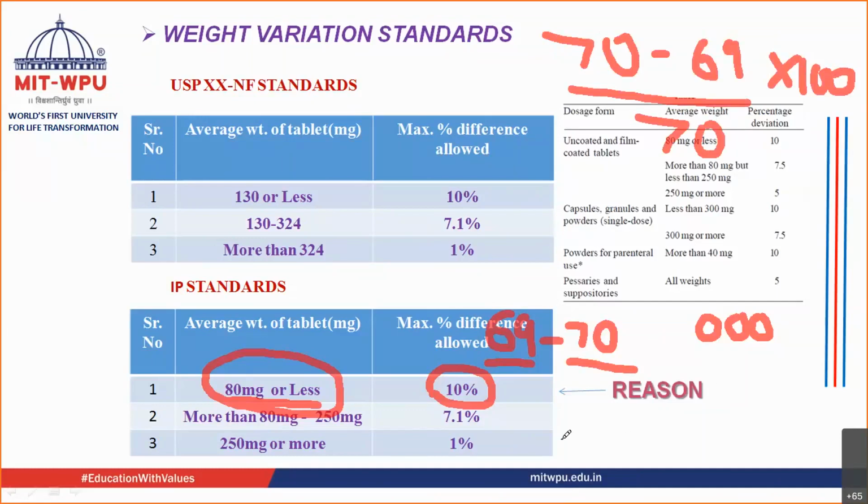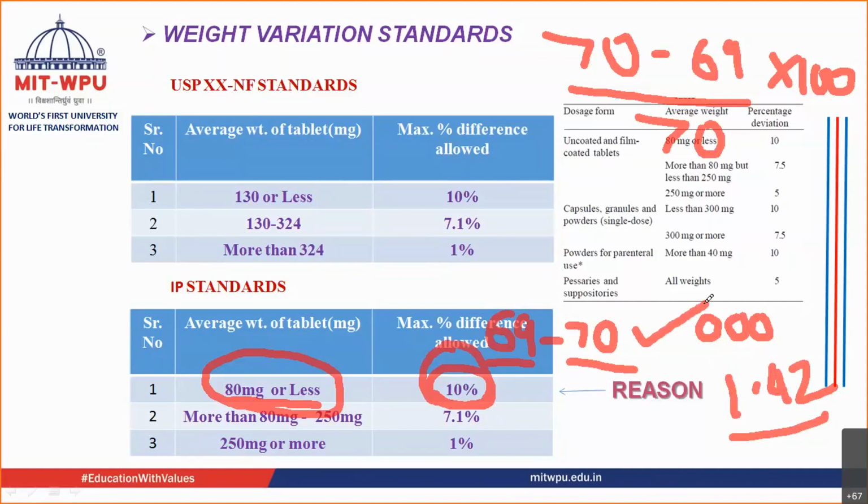That is 1 divided by 70. Just doing this way, 1 divided by 70. Let me also do it. 1 divided by 70 comes to 1.42. So the deviation is 1.42. If the deviation is 1.42, is it within 10%? Yes, the allowed deviation is 10% and your deviation is just 1.42. So what you will say? That this tablet is passing the test.